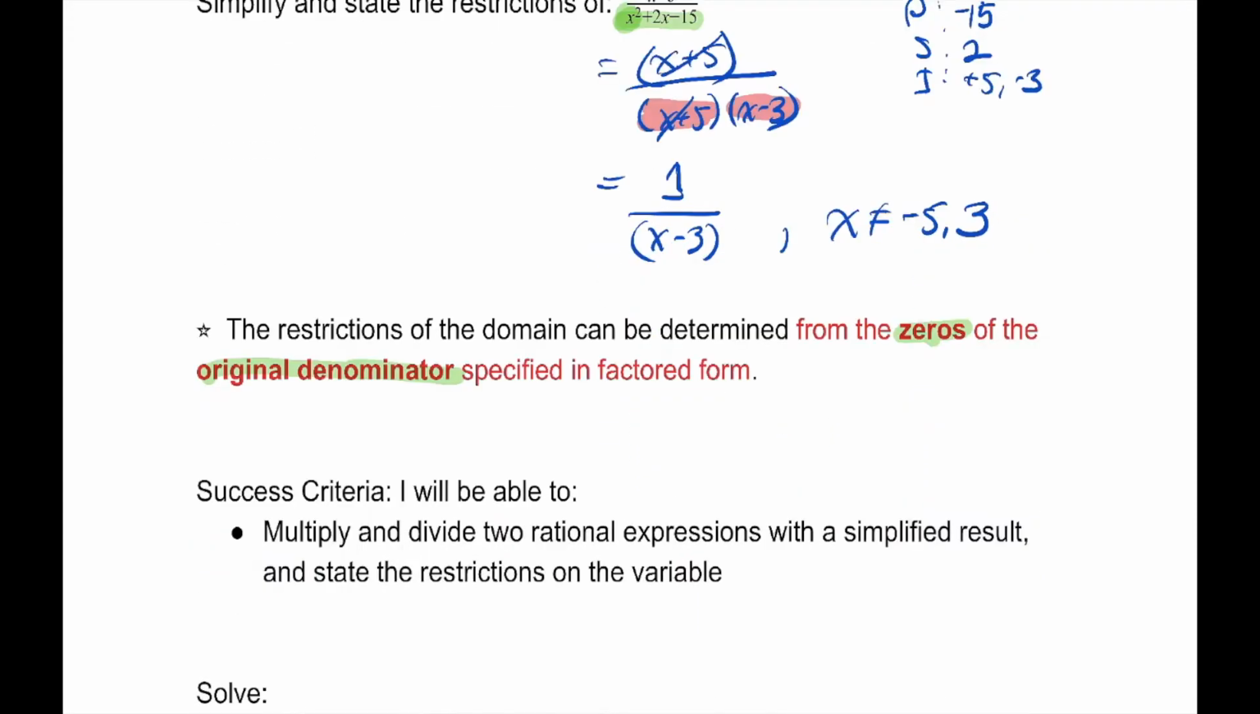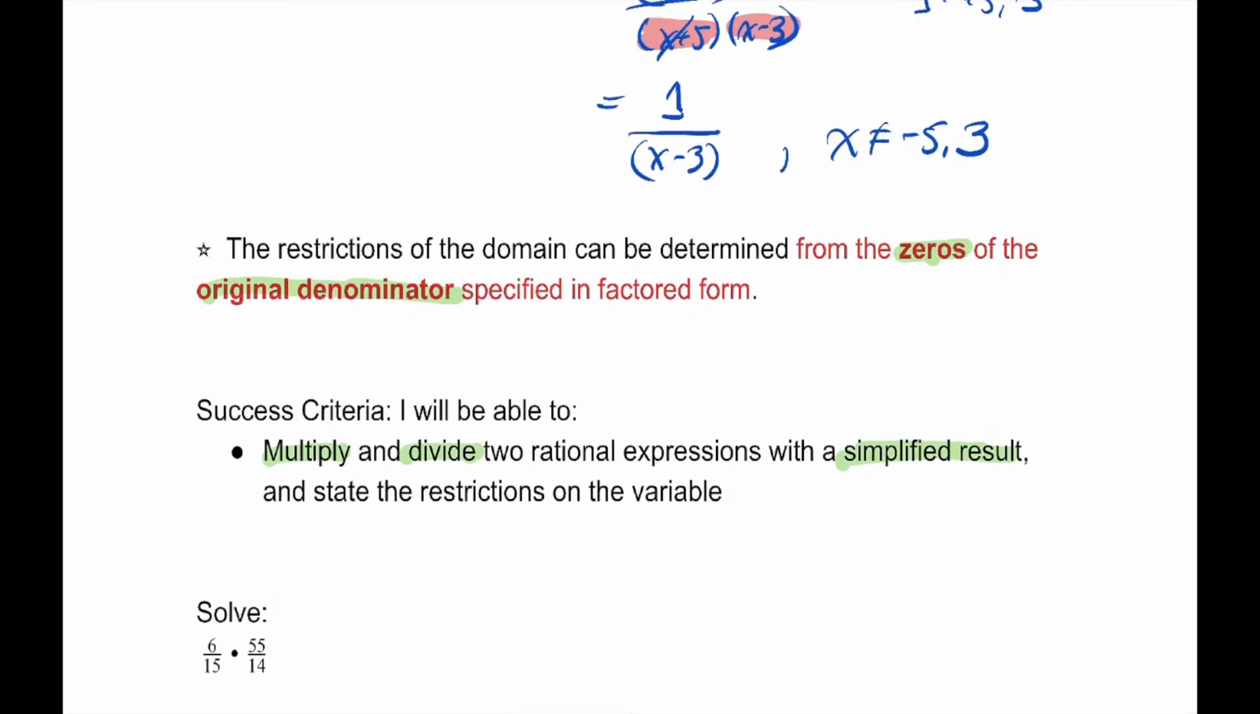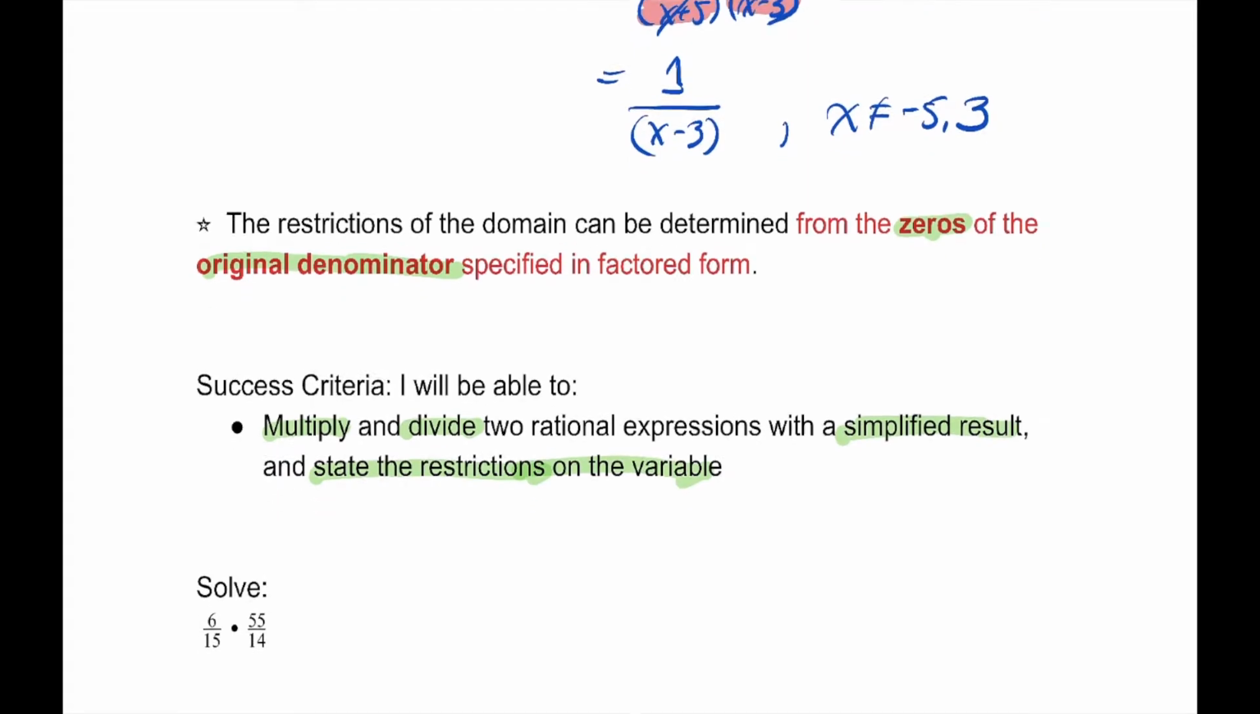In the success criteria for this section, we're about to multiply and divide two rational expressions with a simplified result. So we always want our answers in most simplified format, and then stating restrictions on the variable if it exists. And here's a hint: if we have a variable in the denominator, restrictions will always exist. And again, the idea of restriction is that we do not want the denominator to equal 0 if we substitute in a value for the variable, because we cannot divide by 0.